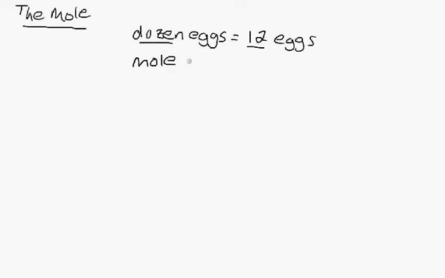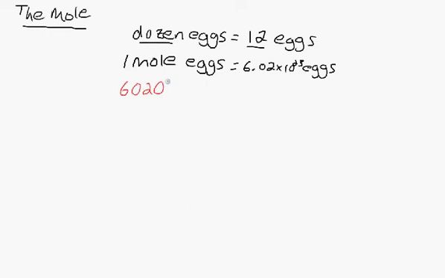So if I had a mole of eggs, then that would just be 6.02 times 10 to the power of 23 eggs. And so that's a lot of eggs. If you had one mole of eggs, you would have 6.02 times 10 to the 23 eggs. And so let's just look at that number here. Let's look at how big that number is.